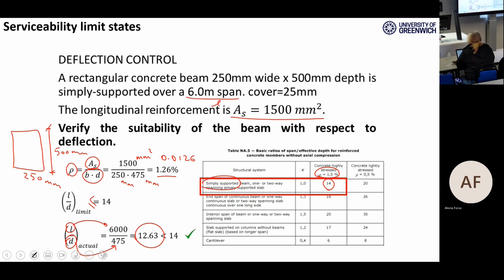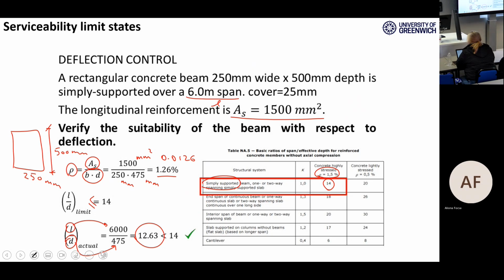What if I'm stuck in a project, I come to this point, and I get 14.5 instead of 14? I'm not good. I cannot change L because of the architecture, he will kill me.